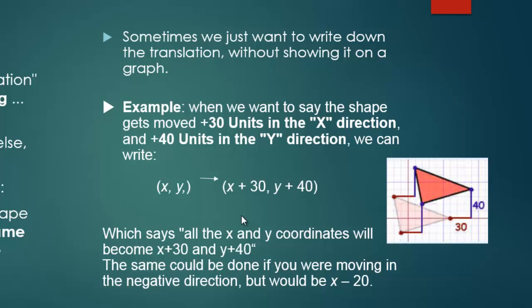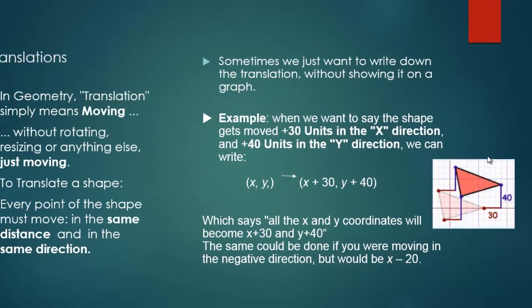The same could be done if you're moving in the negative direction. So if you were going to go to the left, it would be x minus whatever your distance would be, or if you're going to go down, it would be y minus. You could have both. You could have x plus 30 and y minus 10, for example, and be going to the right but down instead of to the right and up.